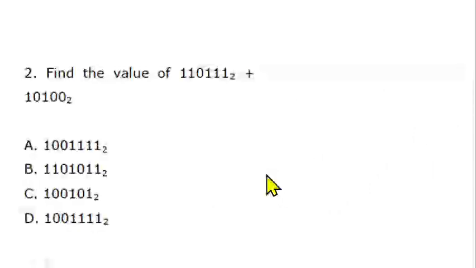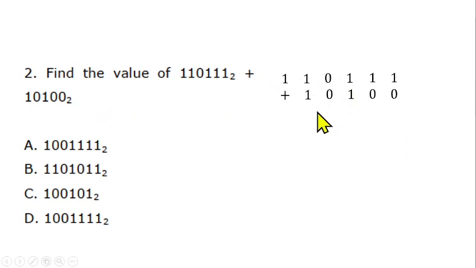Question number 2 is from binary number. I said binary operation rather, not binary operation, binary number. And we have to add these two numbers together in base 2. If you do that, we arrange it like in hundreds, tens, units as well. So if you arrange it properly, you add.